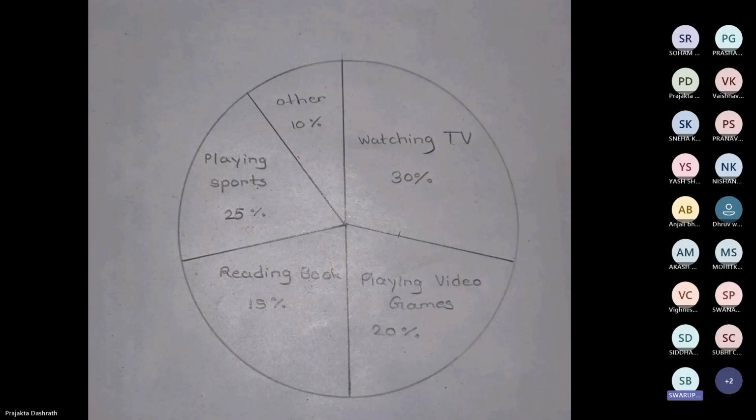So from this pie chart, we can conclude how many students, the green part, have a hobby of reading books or playing video games, or others who have other hobbies.